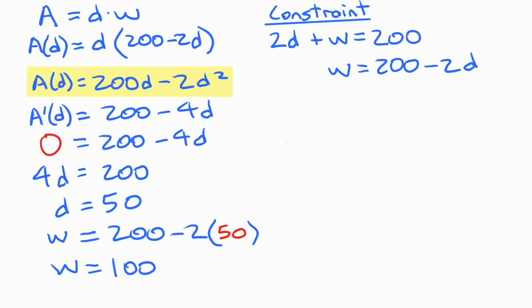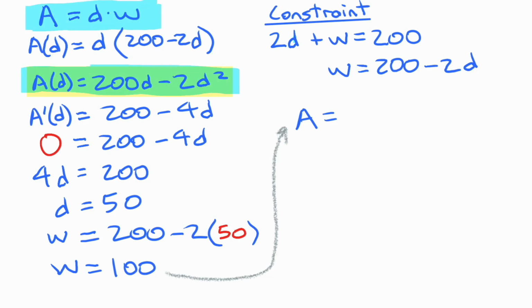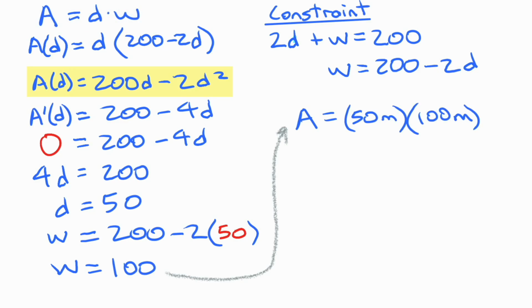Then we can find our area. So we're going to go up over here. Our area is going to be equal to d times w. You can go back to this again, or you could go back to this if you wanted to. I'm going to go back to my original d times w to find my area. And so 50 times 100 is going to give me 5,000 square meters. The units should work out. If you're multiplying meters times meters, you're going to get meters squared, which is area, what we want.